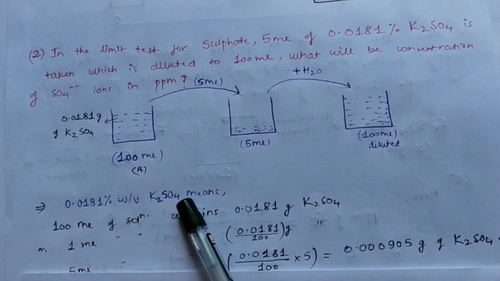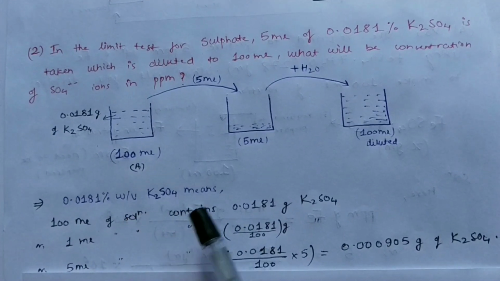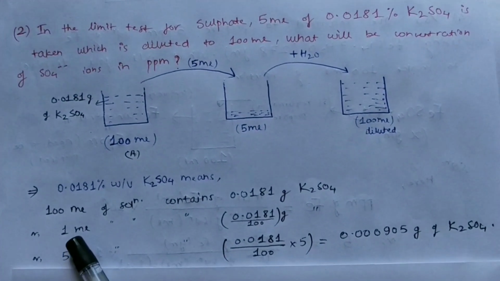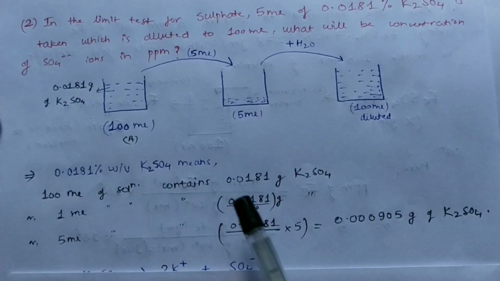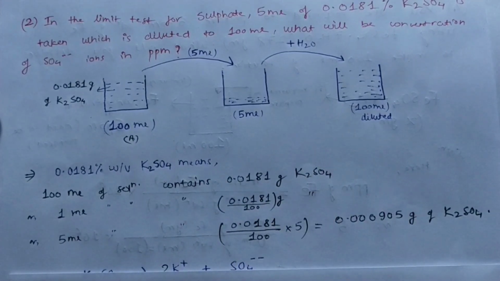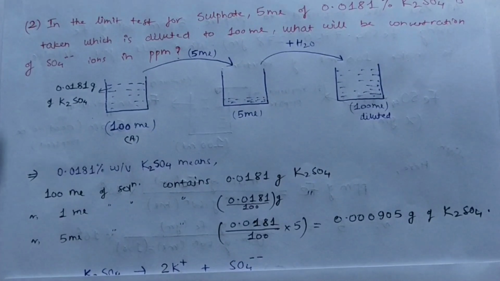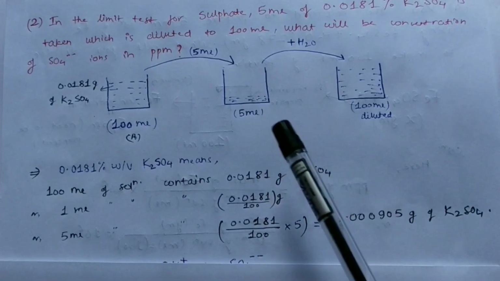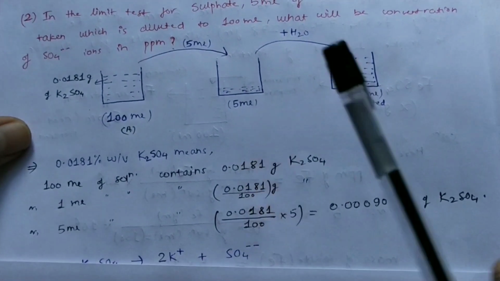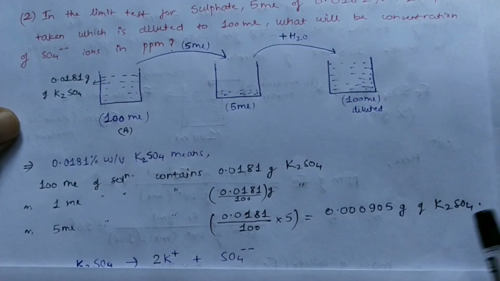0.018% weight by volume potassium sulfate means 100 ml of solution contains 0.018 gram of potassium sulfate. So how much will 1 ml contain? You will divide by 100. Then in 5 ml, obviously it will be more, so multiply into 5. So you will get 0.00905 gram of potassium sulfate, which is less than in the previous 100 ml. So in this 5 ml, you have this much gram of potassium sulfate.